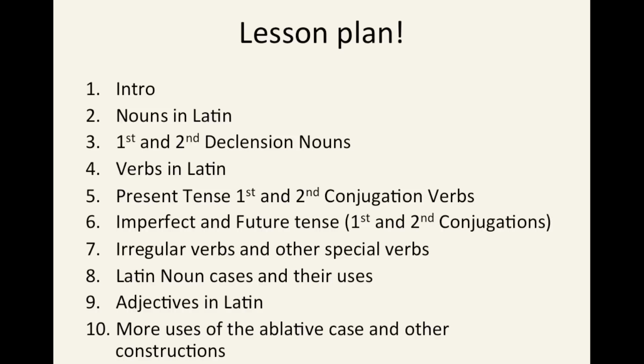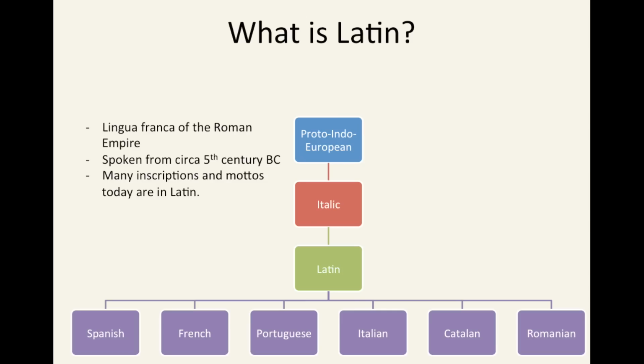So here's the lesson plan. I've planned 10 lessons. Don't worry if you don't understand what a declension or conjugation is. This is all linguistics jargon which we'll become familiar with in due course. We're going to start by looking at nouns and then verbs, and by the end of the course you'll be able to build up your own descriptive sentences using adjectives and idioms.